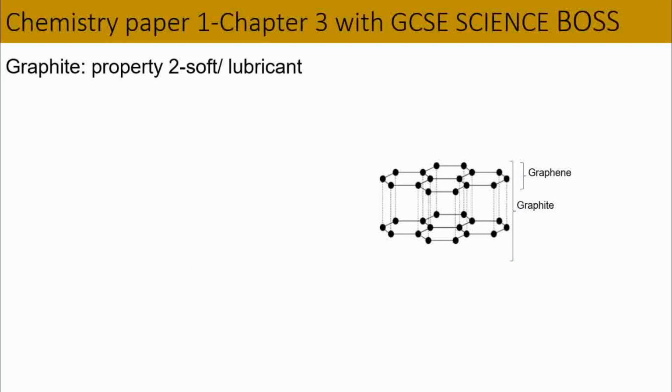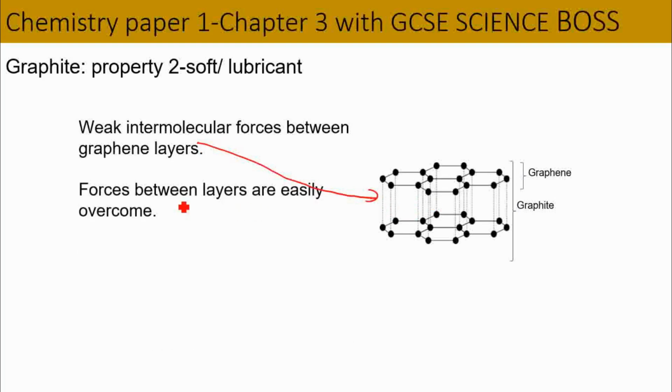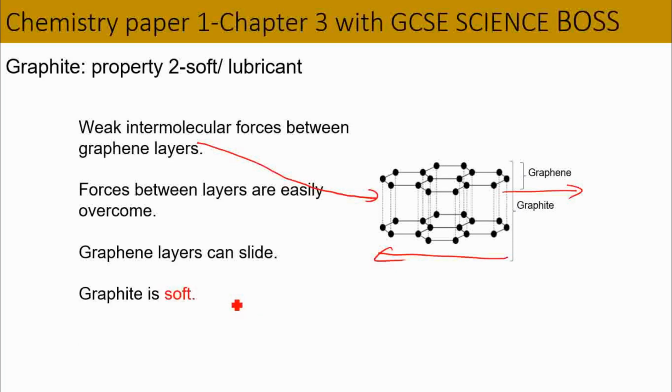Property number 2, it's soft. It can be used as a lubricant. Why is this so? Because you have the weak intermolecular forces between the layers of graphene. Therefore, the forces between the layers are easily broken, and these layers can slide over each other. Because they can slide, graphite can be used as a lubricant and it is soft.